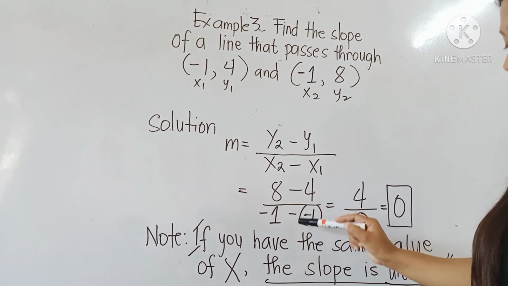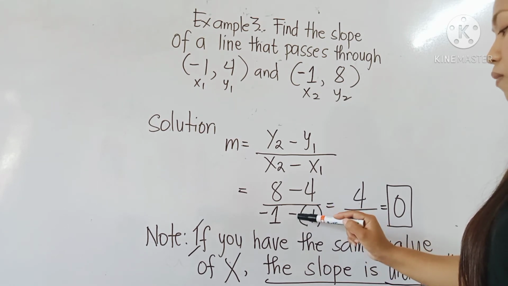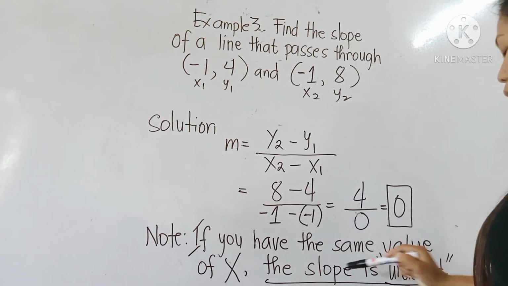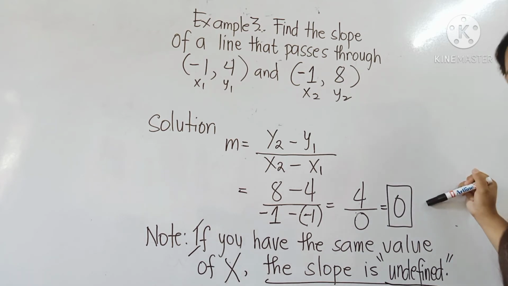Plus, pag ganito, di ba? Ito, nagiging positive kasi 1. Negative times negative, magiging positive 1. So, unlike sign siya, ay 1 minus 1, that is 0. Okay? And 4 divided by 0 is equal to undefined.